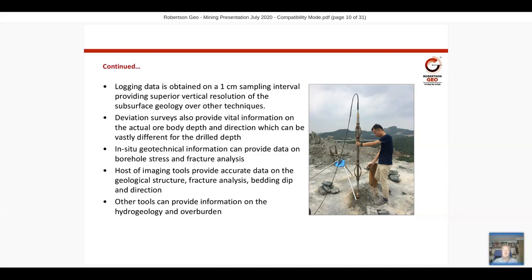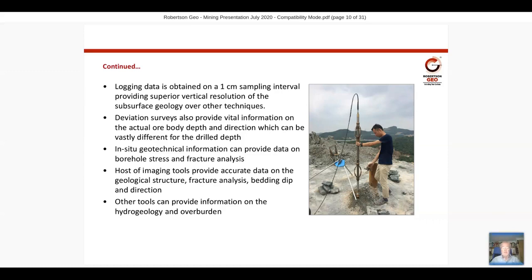In situ geotechnical information can provide data on the actual stresses in the ore body, the direction and magnitude of the fractures. A host of imaging tools that we'll come on to shortly provides accurate data on the geological structure, fracture analysis, bedding planes, dip and direction. And in the image on the right, you'll see an optical televiewer being prepared to be placed into a borehole.